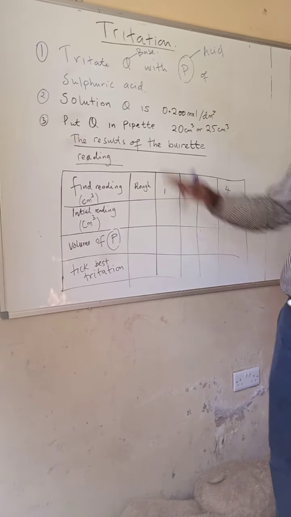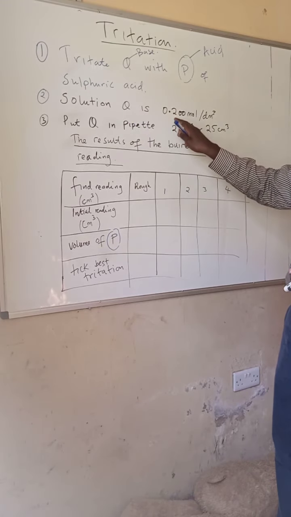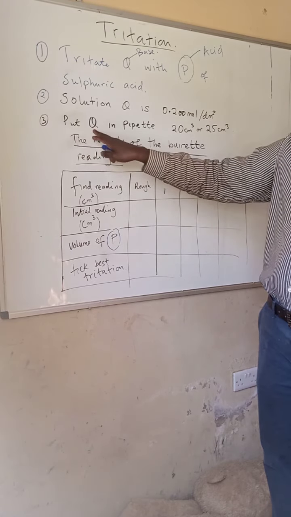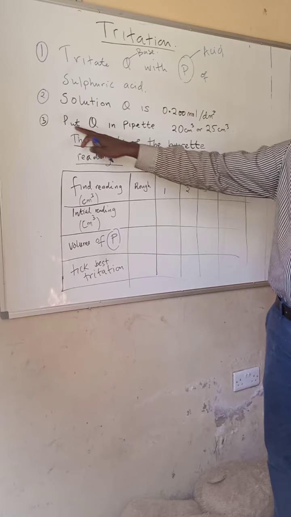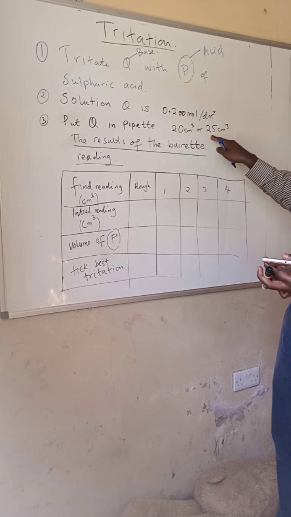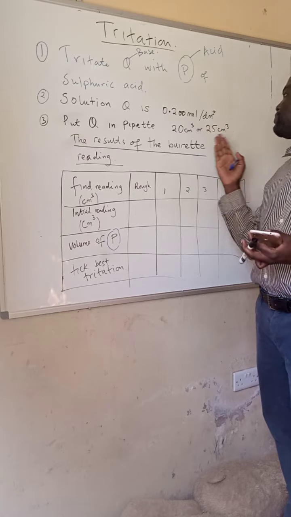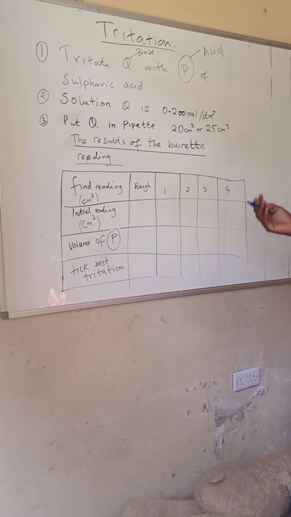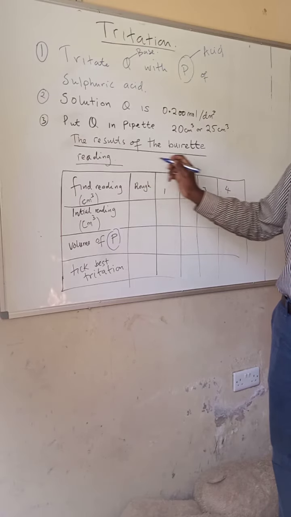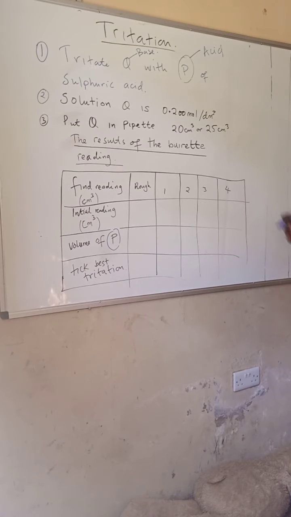Okay, let's look at the steps. Second step, solution Q is 0.200 moles per decimeter cubed. Q is a base, as I said. Put Q in the pipette, 20 cubic centimeters or 25. So it means you can either use 20 or 25. It doesn't matter, whichever you want, you can use. Now, the results of the burette reading. These were the results when you did your titration.